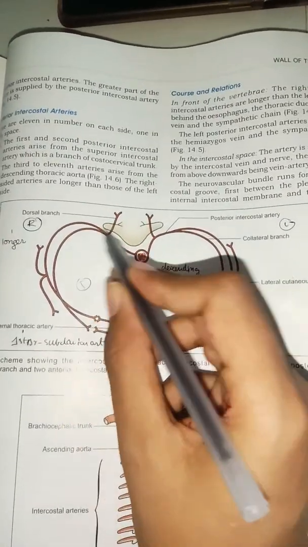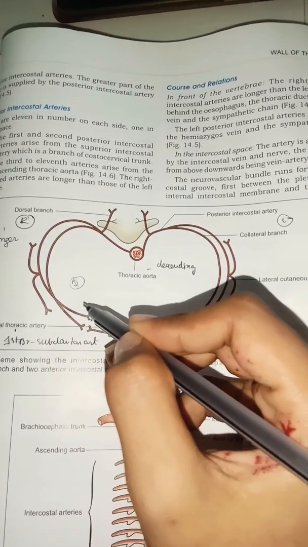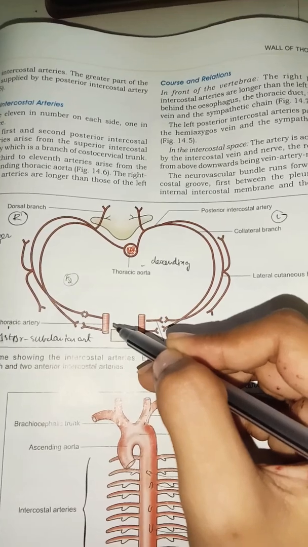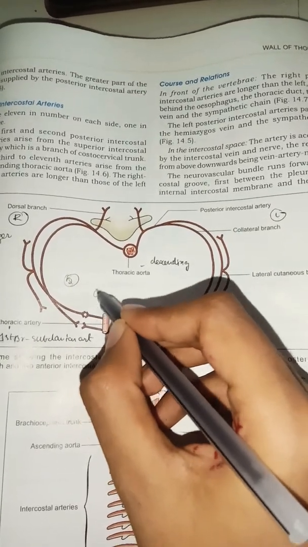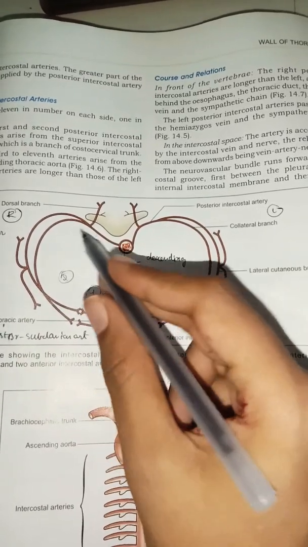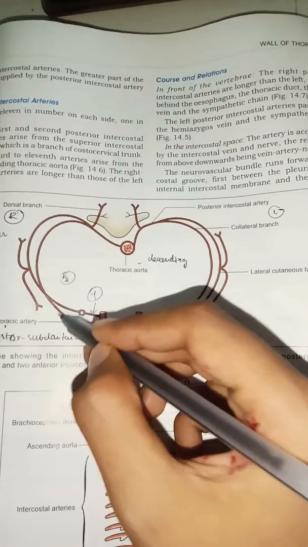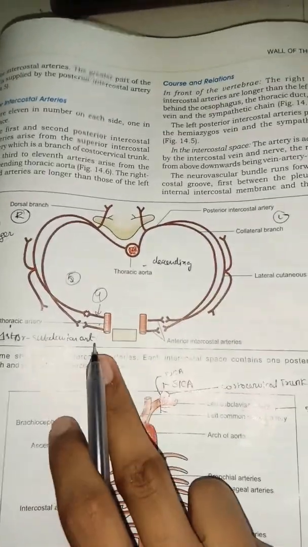So if this posterior intercostal artery is coming from rib number 5, it anastomoses with the upper anterior intercostal artery. Upper means with 4. So this anterior intercostal artery is from the 4th rib, but this posterior intercostal artery is coming from the 5th rib. So it anastomoses with the 4th anterior intercostal artery, that you need to remember.